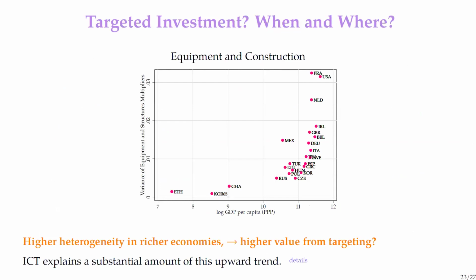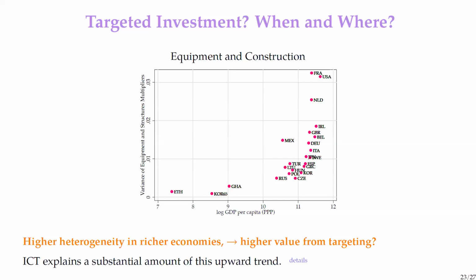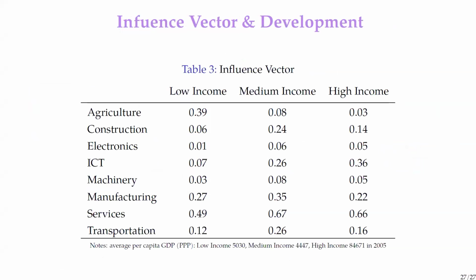And that is why the theory is important, because the influence vector is not only affected by the investment network itself, but also by the interaction of the investment network with the input-output structure and the allocation of the final expenditure shares. If you look at the differences in the influence vector across development, the patterns look very different from the out degrees of the investment network. So these are two different elements. When I show differences in the sectoral variance, I mean the sectoral variance of the influence vector and not of the out degrees of the investment network.